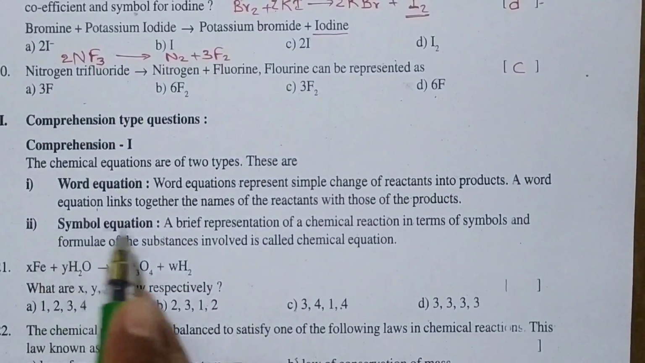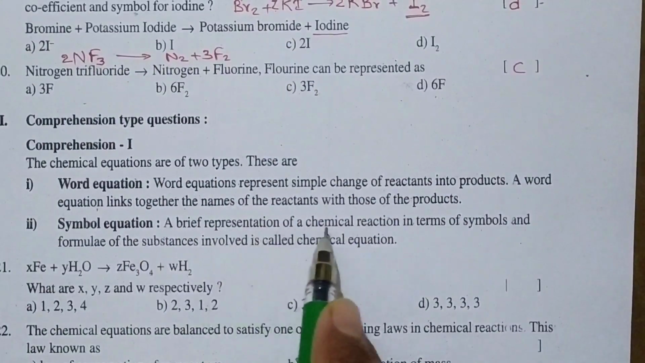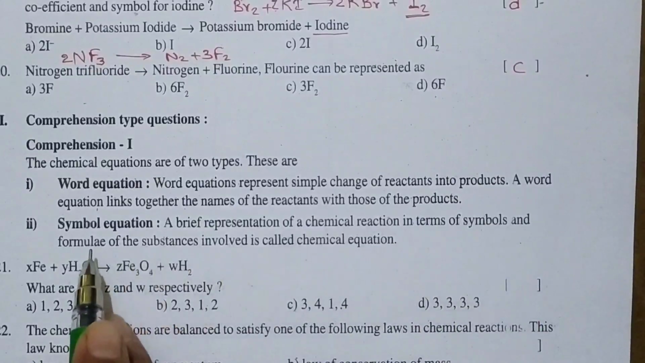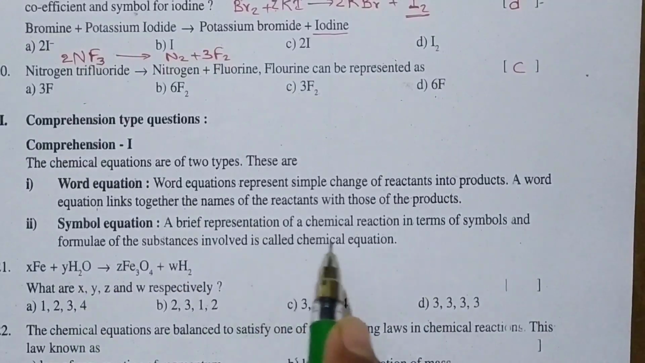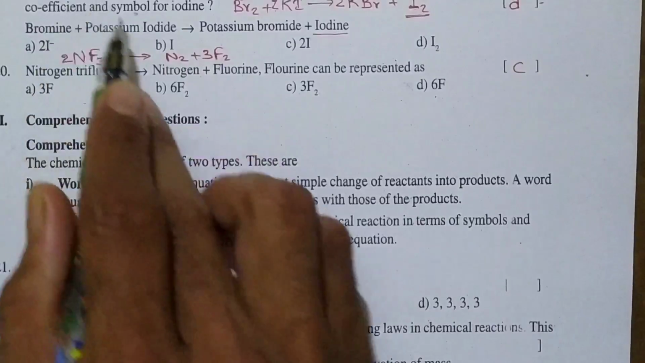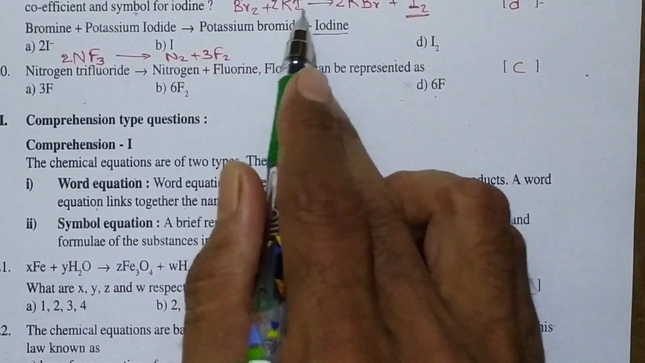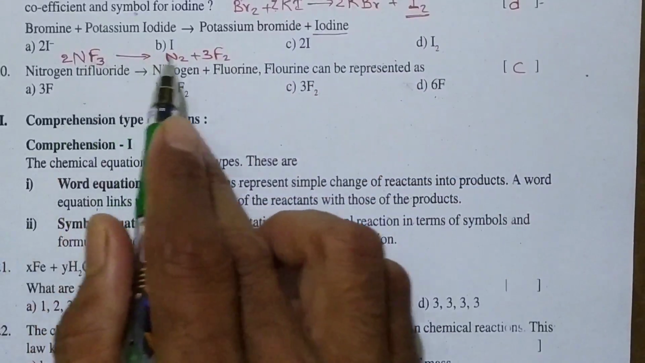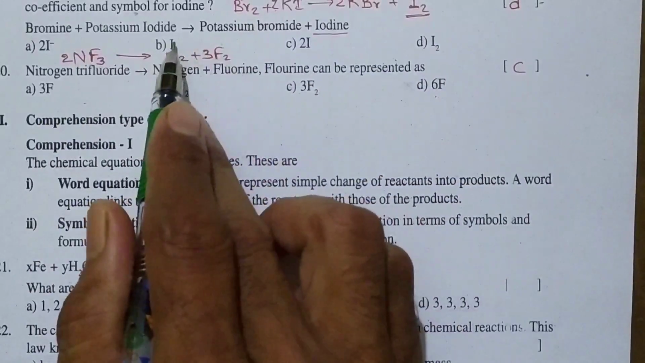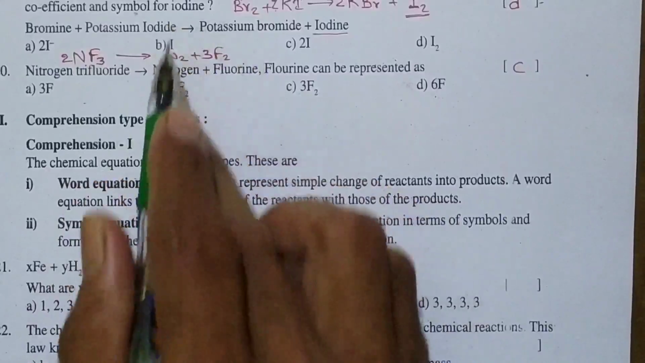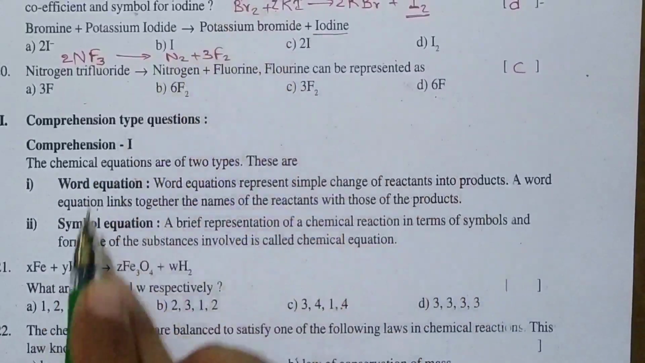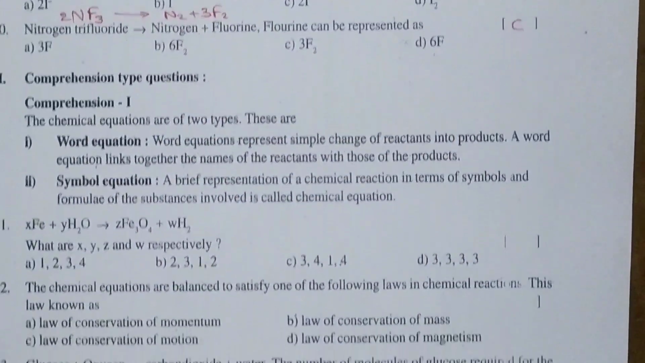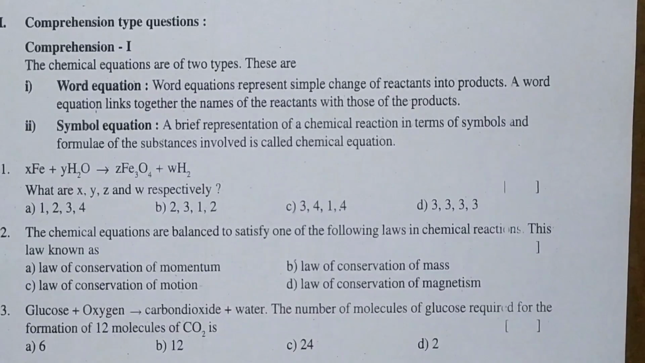And here symbol equation, a brief representation of a chemical equation in terms of symbols and formulae of the substances involved is called a chemical equation. See here, if you observe Br2 plus KI gives rise to KBr plus I2, this is called symbol equation. NF3 gives rise to N2 plus 3F2, this is called symbol equation. If you write their names, that is called word equation. If you write their symbols, that is called symbol equation. Now let us see what are the questions based on this.